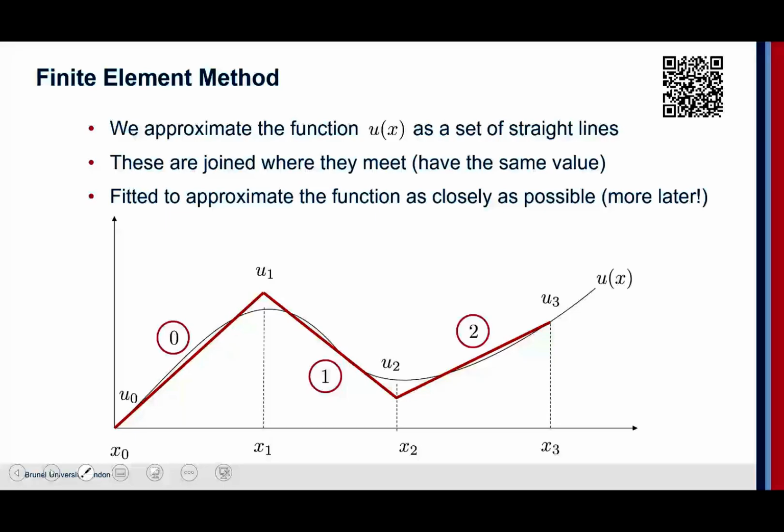But essentially we're approximating the function u of x as a series of straight lines. These are joined where they meet at what are called nodes, these points here, here and here. The values x0, x1, x2 and x3 have the corresponding values u0, u1, u2 and u3. And we number the elements 0, 1 and 2. So we're fitting a series of straight lines to approximate our function as closely as possible.